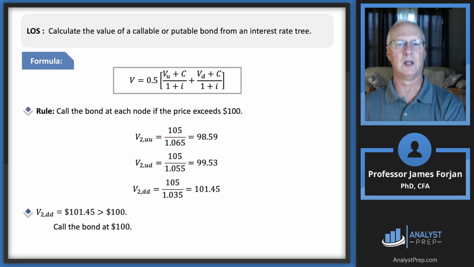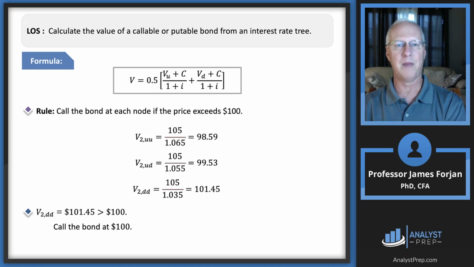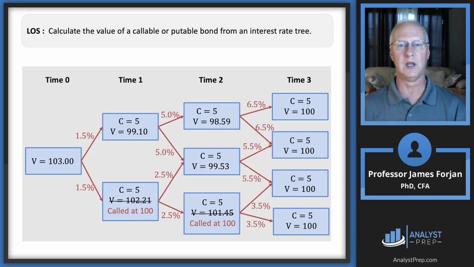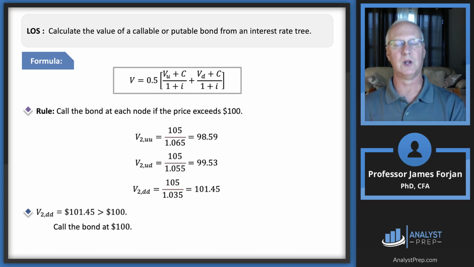All right, so there's the value at time period 2 for each of those nodes, right? UU, UD, and DD. So there's the 105 in the numerator, and we're discounting those back at those rates that are given to us in the interest rate tree, 6.5%, 5.5%, 3.5%, and we get the 98, the 99, and the 101. All right, so that's how we computed those values right there. So now we have to go down to that diamond point. Let's ask ourselves the question, is the bond going to be called at each one of these nodes? Well, it's no for the first 2, but it's yes for the third one. So that bond is going to be called during that specific interest rate path.